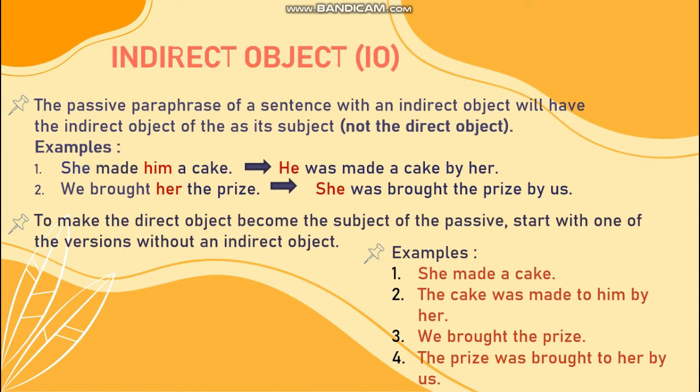but it has a little bit different structure than the previous one. And also we can put the preposition before the indirect object. Same as the third sentence: we brought the prize, and then in that sentence we omit the word her, and then in the fourth sentence we can include it back and put the preposition to before the indirect object.